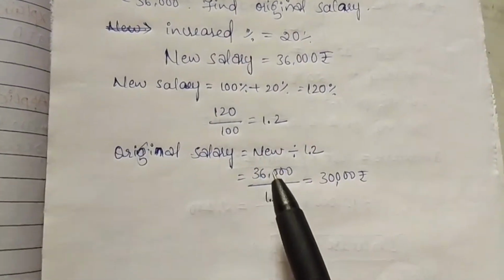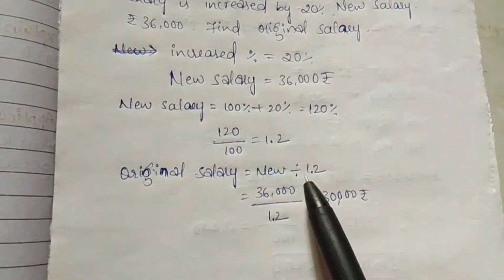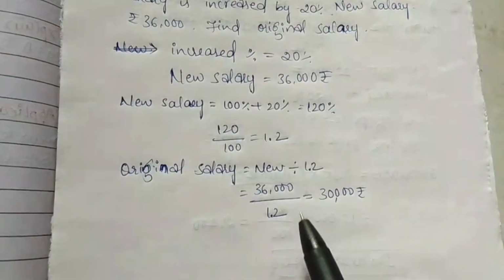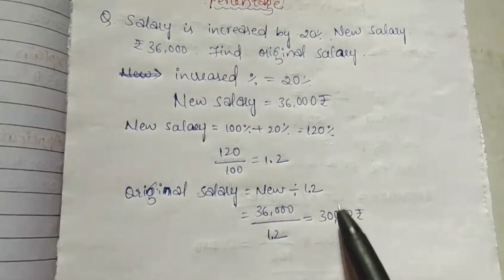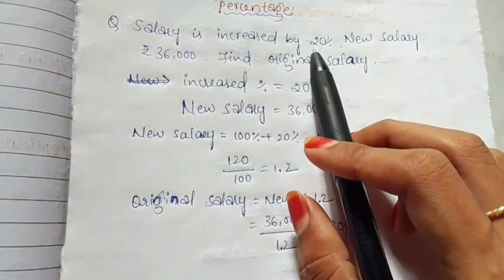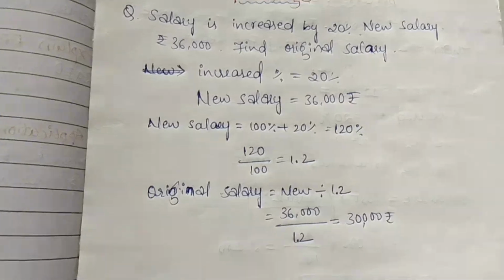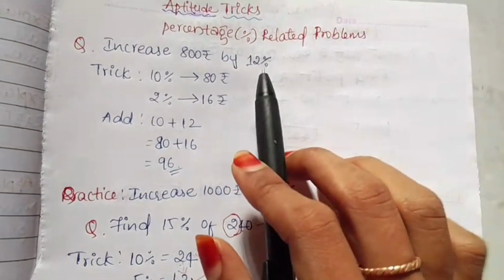Let us find out that. The new salary is 36,000, as they have told, divided by 1.2, is equal to the original salary, which is 30,000. After 20% increment, it is 36,000. Very simple, right? And the next question is, increase 800 by 12%.